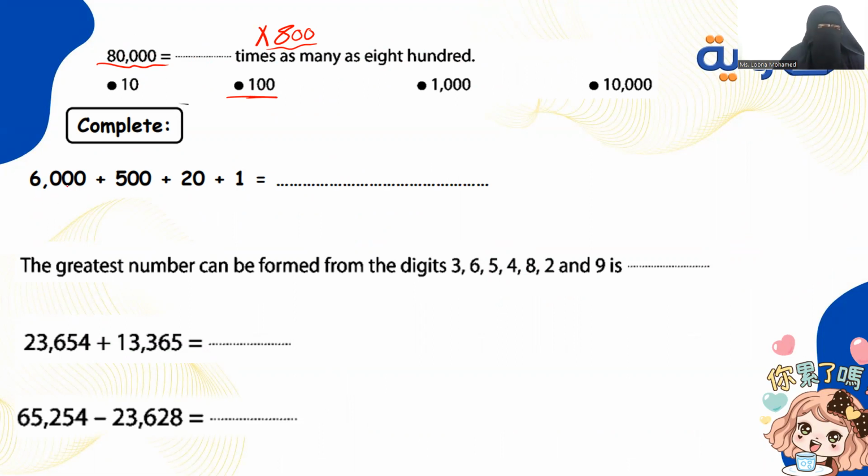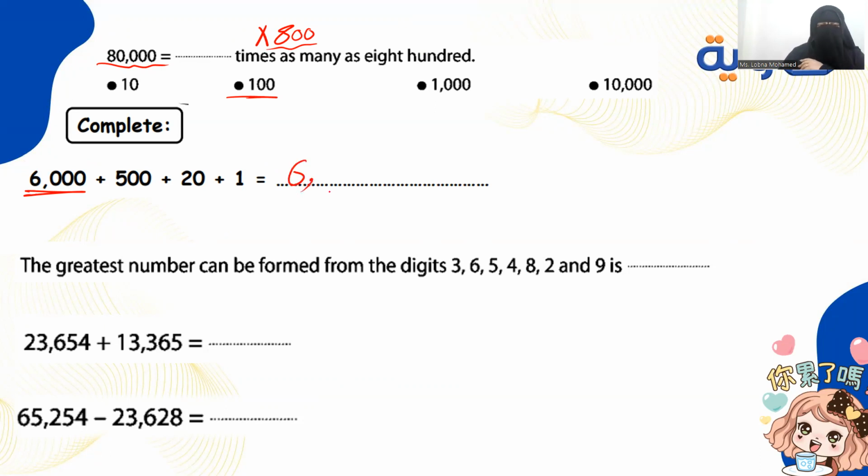Complete. He said to you 6,000 plus 500 plus 20 plus 1 equals what? He already wrote this number in the expanded form. So how can we answer now? We have to write the number in the standard form. We have to compose the number. Instead of decomposing, we have to compose it. So we start again from here. 6 in the 1,000 place. So we can write 6.